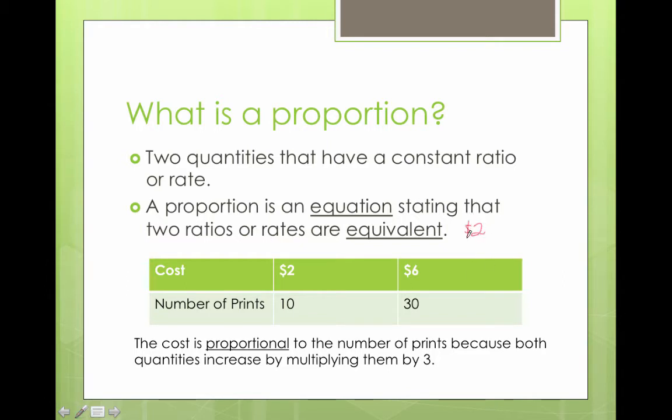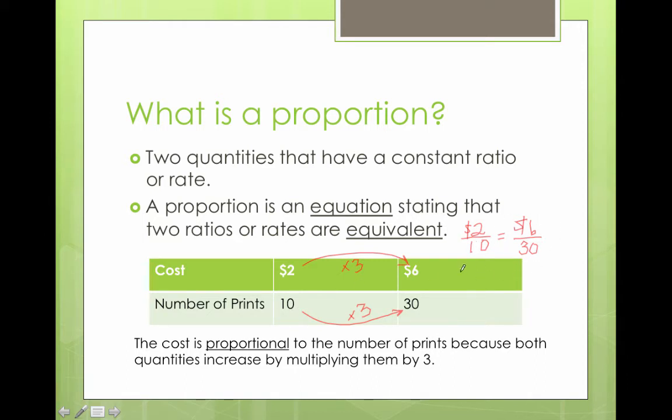$2 for 10 prints is equal to $6 for 30 prints. And to get from one to the other, to get from 10 to 30, we multiply by 3, and to get from 2 to 6, we also multiply by 3. So this is what I mean when I say they're changing at the same rate. That's just like saying that we multiply the top number the same that we multiply the bottom number by.